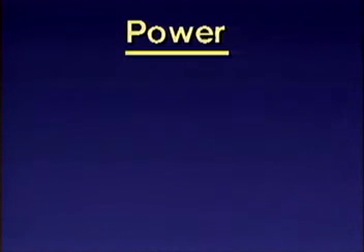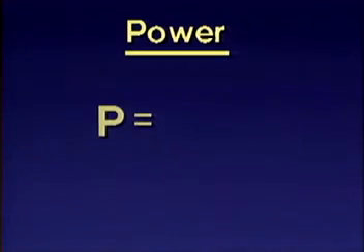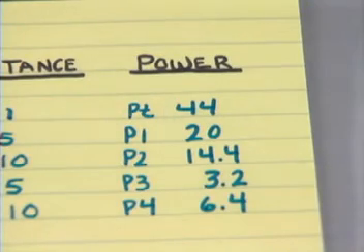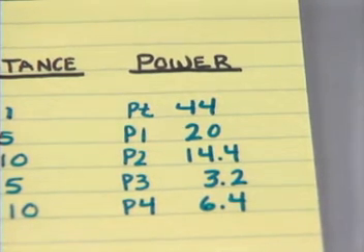Using the formula for power, that is, power P is equal to current I times voltage E, determine the individual and total power dissipations. When you're finished, your answer should be as follows. Total power equals 44 watts, P1 equals 20 watts, P2 equals 14.4 watts, P3 equals 3.2 watts, and P4 equals 6.4 watts. Verify your answers by adding the individual power dissipations together.